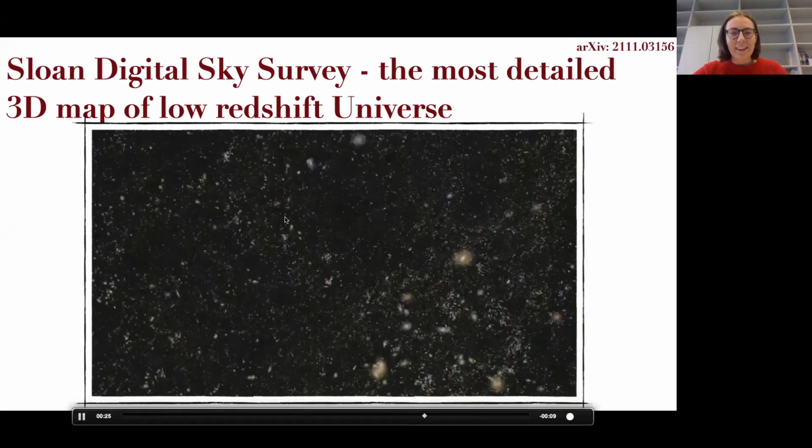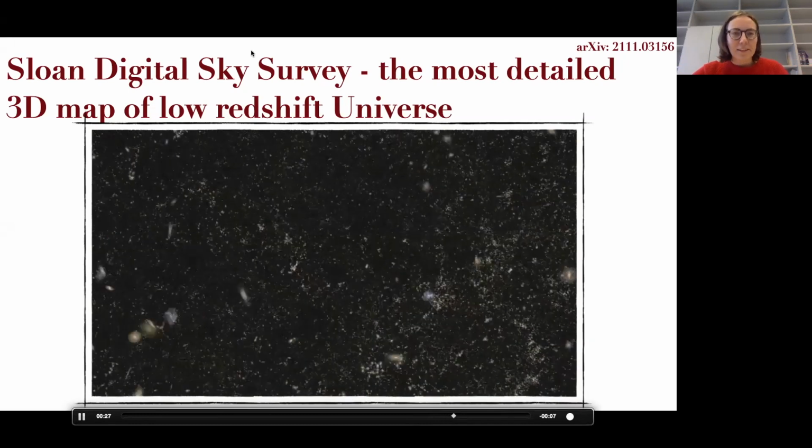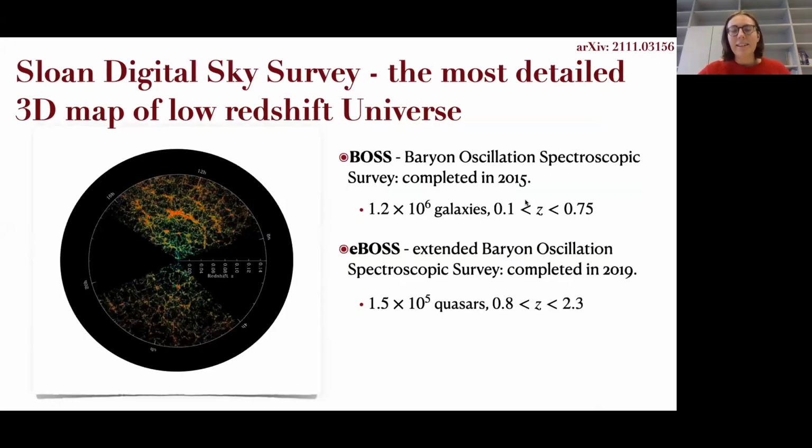Here you're just seeing a fly-through of the Sloan survey. The data sets that we're using come from BOSS and eBOSS. BOSS is the Baryon Oscillation Spectroscopic Survey. It was completed in 2015, and it consists of 1.2 times 10^6 galaxies covering redshift ranges of 0.1 to 0.75. eBOSS is the extended Baryon Oscillation Spectroscopic Survey, and while it has multiple parts, here we're only using the quasars. That is in total 1.5 times 10^5 quasars covering redshift ranges of 0.8 to 2.3.